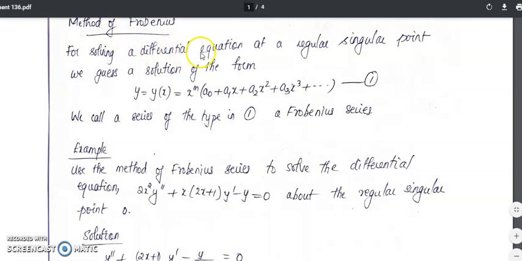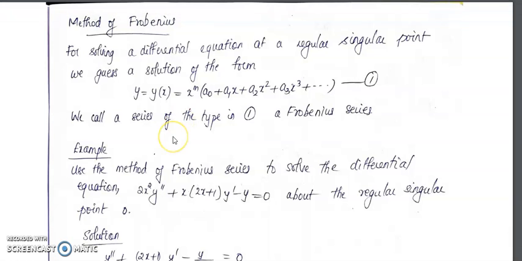Now for solving a differential equation at a regular singular point: usually when you have an ordinary point, we assume that the solution is of the form y equal to summation a n x power n. When you have a regular singular point, we guess that the solution is of the form x raised to m into a naught plus a1 x plus a2 x square plus a3 x cube plus etc. Here m may or may not be an integer. A series of this form is called the Frobenius series.